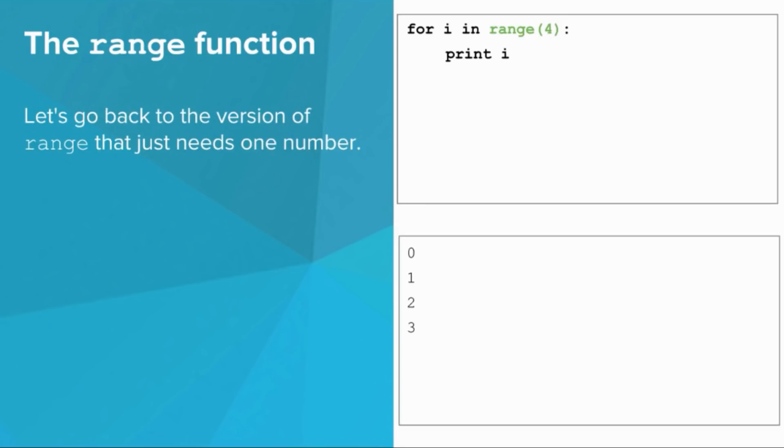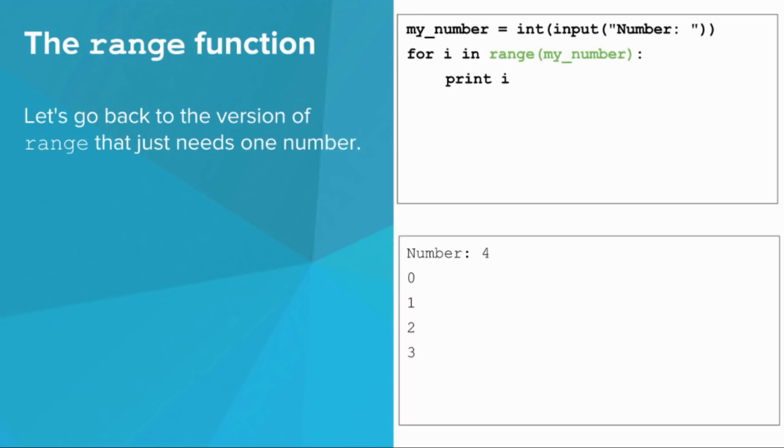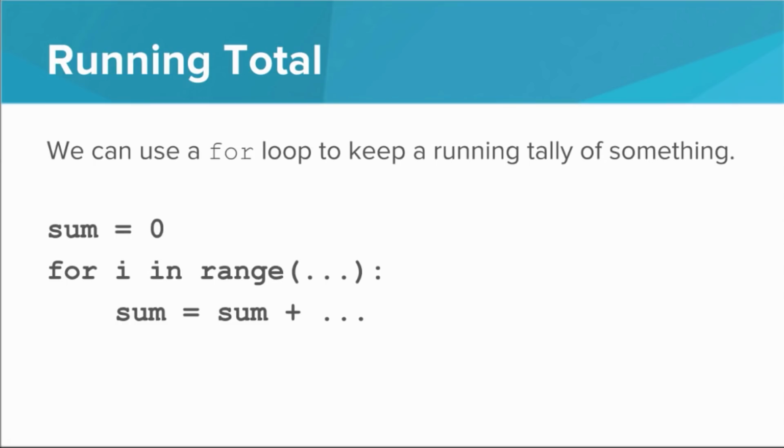Let's go back to the version of range that just needs 1 number. That number can also be a variable. Remember, it just needs to be an expression that evaluates to an integer. That means we can ask the user how many times our for loop should run. Okay, let's use this for something useful.